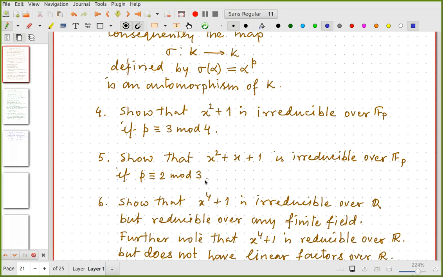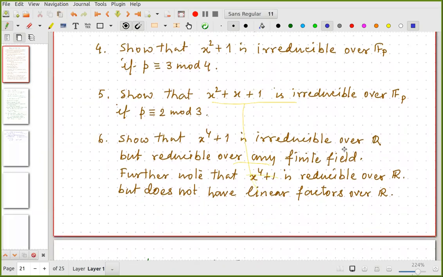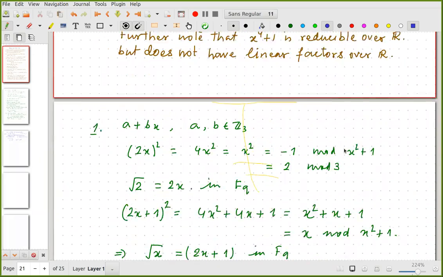So these are easy things. As such, irreducibility is not very easy to check for everything. Again, for smaller fields there is one type of algorithm, for larger fields there is another type of algorithm. There are efficient algorithms, but there is some non-triviality in that. So I would just start with let's discuss these two questions, x square plus 1 over Fp and x square plus x plus 1.